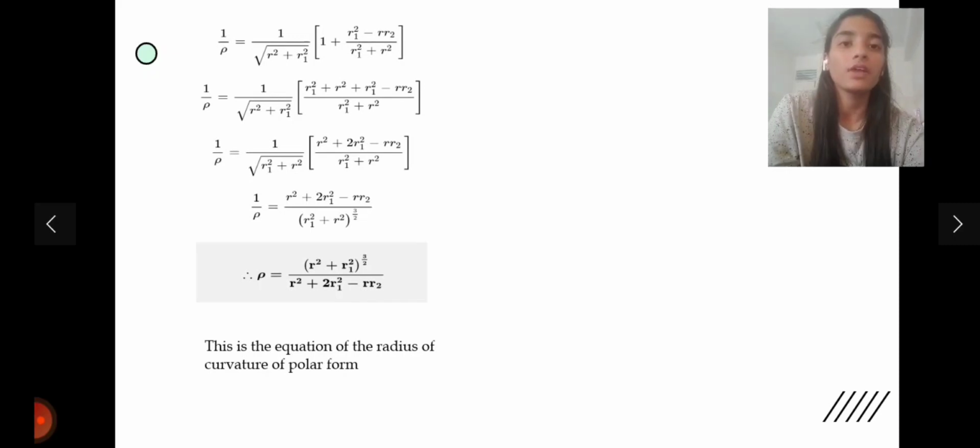Rho is equal to (r square plus r1 square) whole power 3 by 2 divided by (r square plus 2 r1 square minus r r2). And finally we get rho is equal to (r square plus r1 square) whole power 3 by 2 by (r square plus 2 r1 square minus r r2). This is the equation of the radius of curvature in polar form. Thank you.